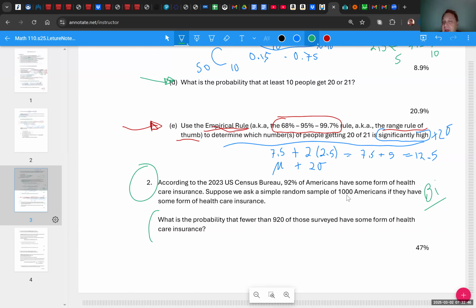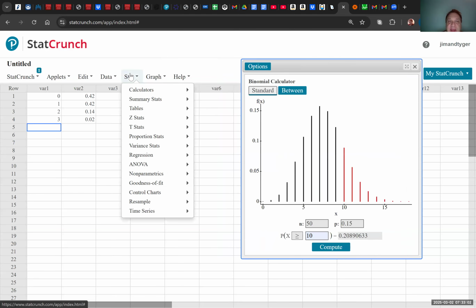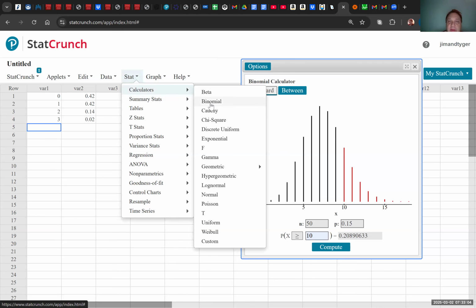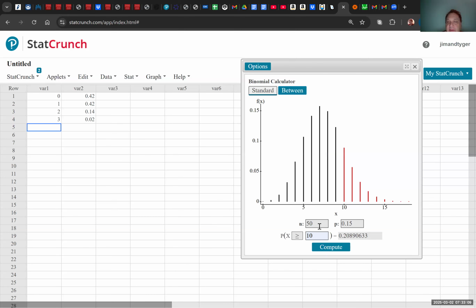I know that there are 1,000 people who were asked, and that the probability of successfully having healthcare insurance is 92%. So I go over to my StatCrunch. I'm going to use the same calculator. I could open a new calculator, but it's the same thing: stat, calculator, binomial, right? So I'll just use the old one and change the numbers. Instead of 50 people, we have 1,000 people.